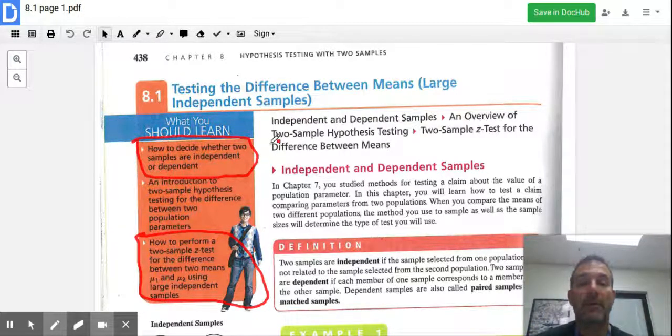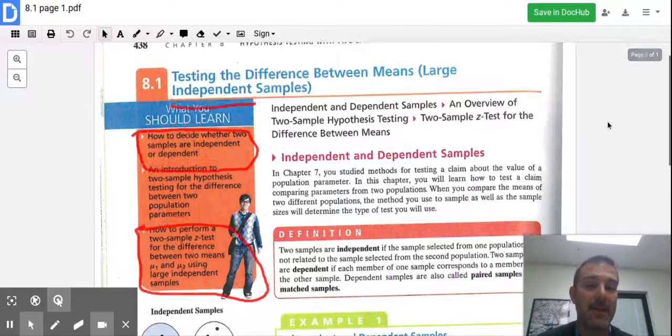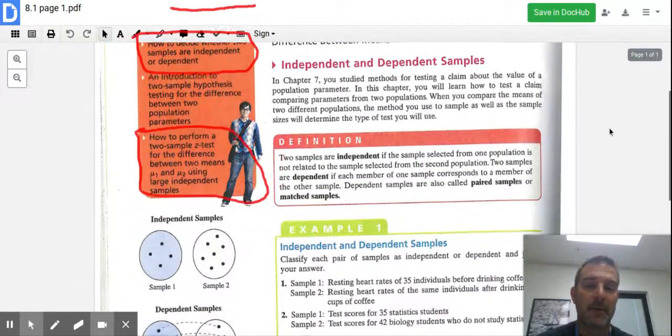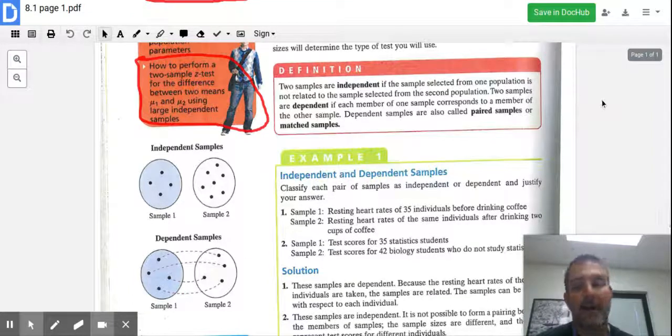The first thing we're going to focus on is how to decide whether 2 samples are independent or dependent, because you see here in the title, we're going to be doing some hypothesis testing for large, which we know is over 30, independent samples. So for us to do that, we need to know what that means. So we have our definition right here.